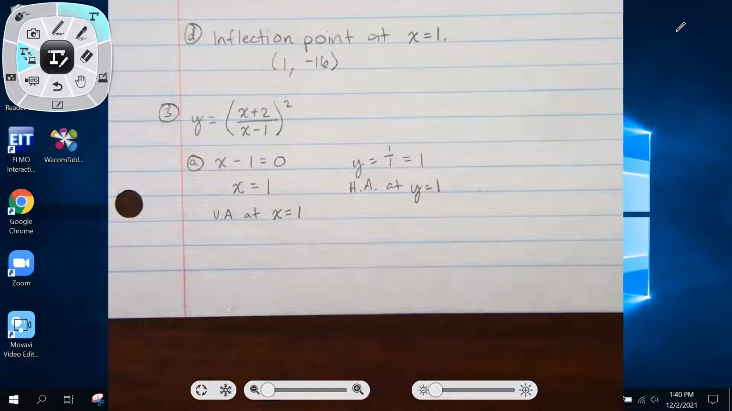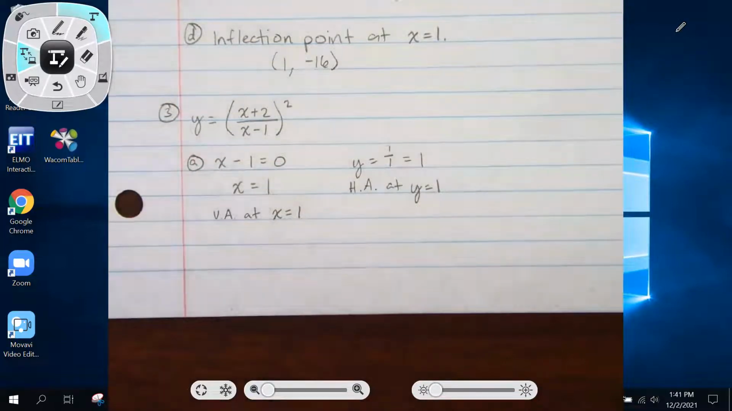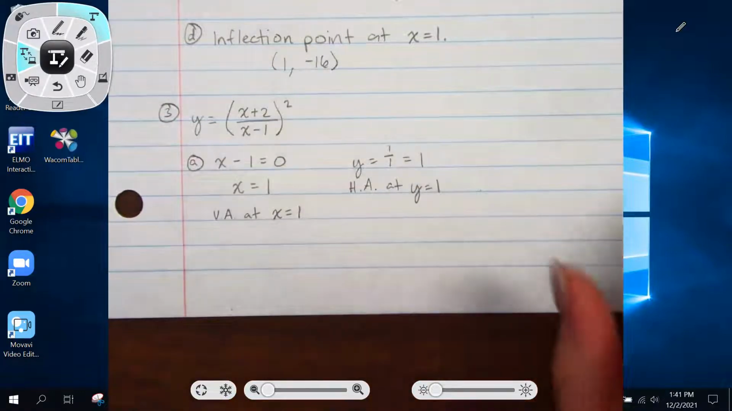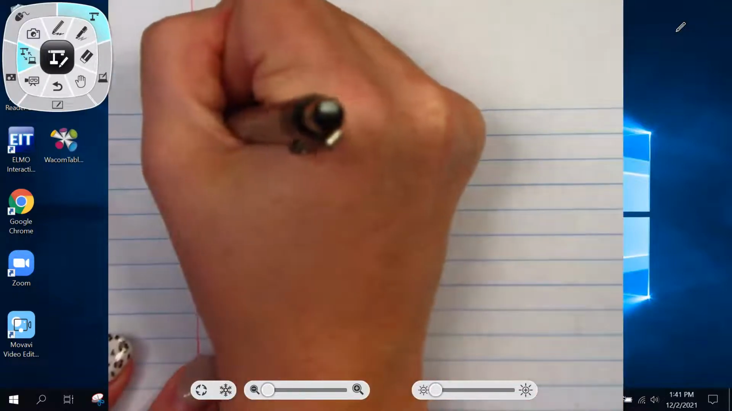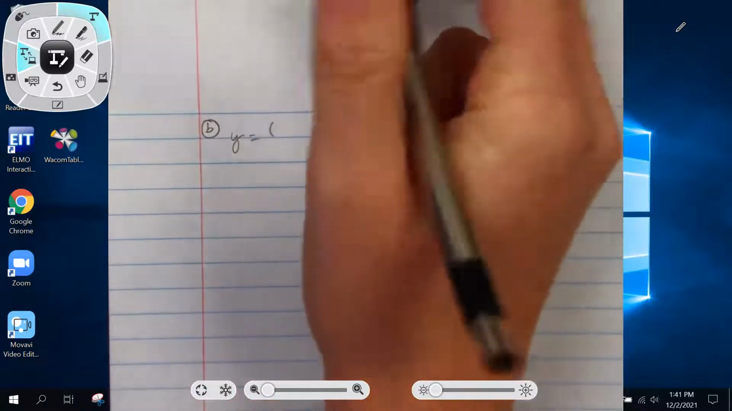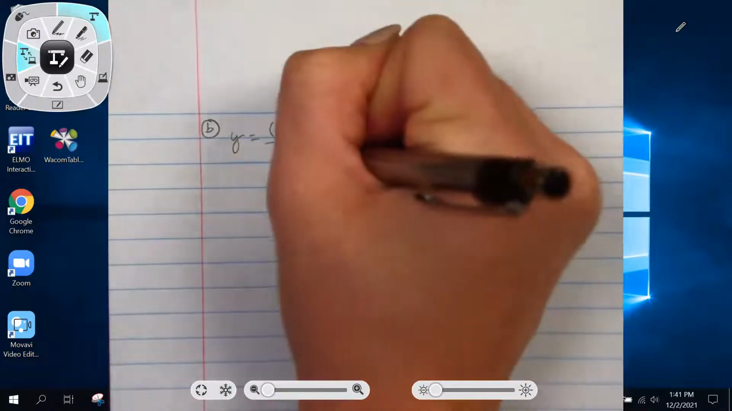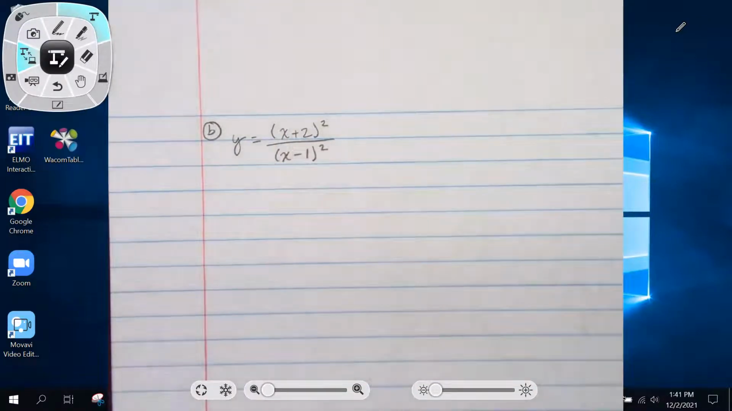Okay, part B is asking to state all the intervals of increase or decrease for the function. Increasing and decreasing comes from the derivative. So we need to take the derivative of this function. I'm going to go ahead and move to the back of my page. So we're starting with x plus 2 squared over x minus 1 squared. It's going to be easier to take the derivative if we write it this way.